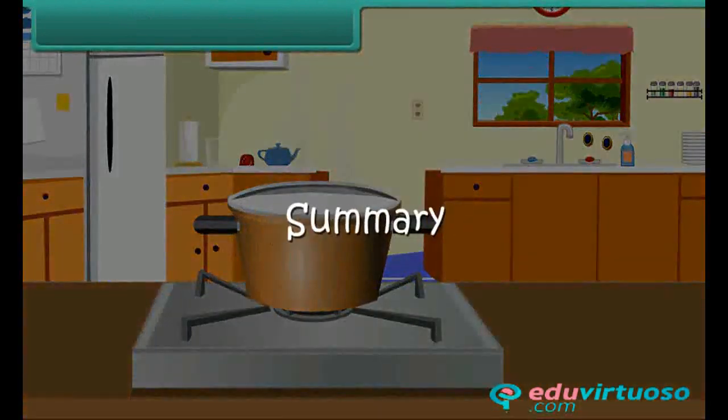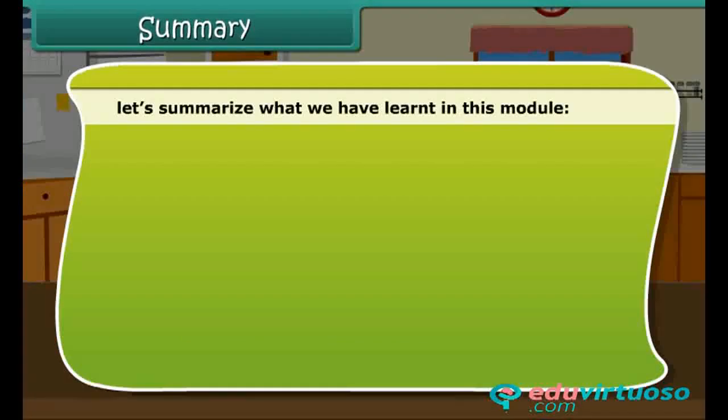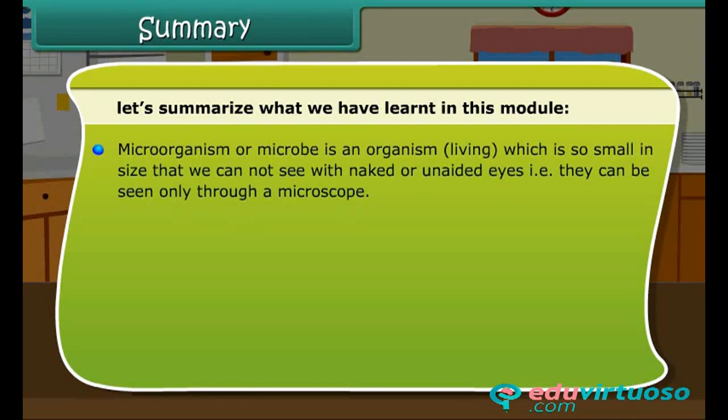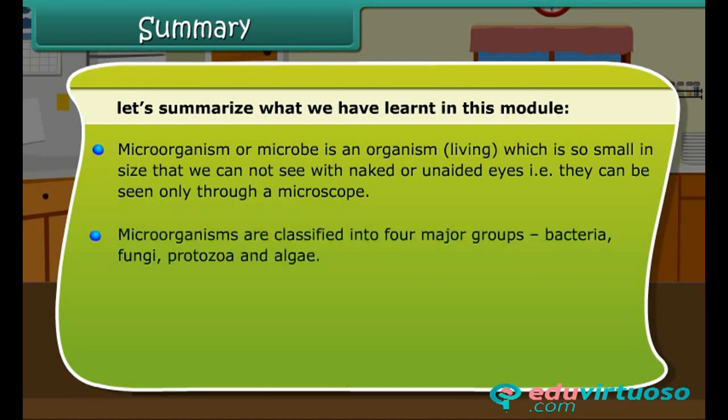Summary. Friends, let us summarize what we have learned in this module. A microorganism or microbe is a living organism so small in size that we cannot see it with naked or unaided eyes, that is, it can be seen only through a microscope. Microorganisms are classified into four major groups: bacteria, fungi, protozoa, and algae.